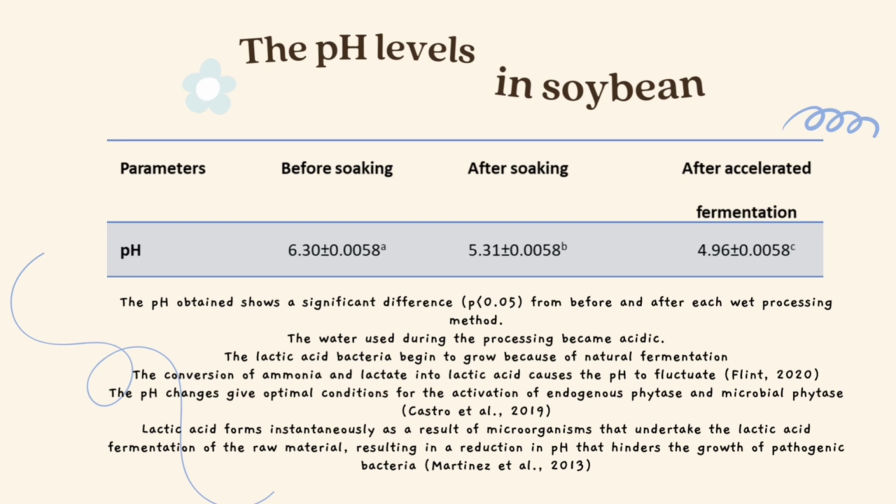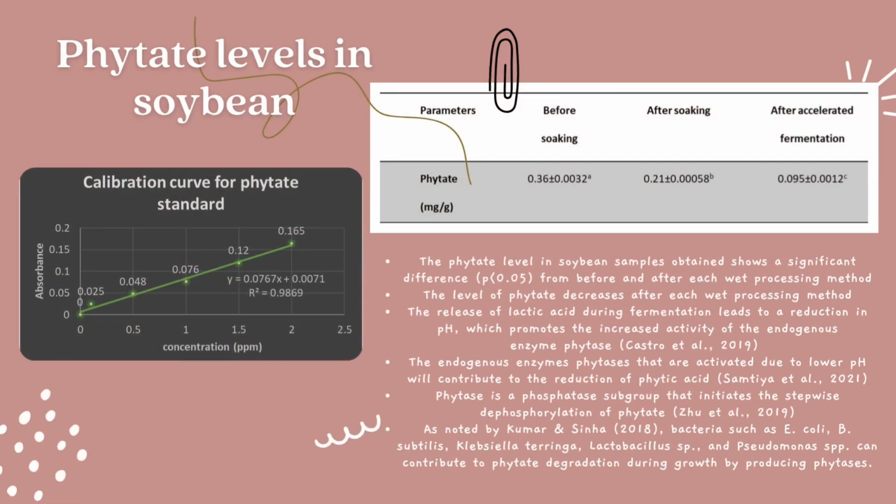So this lactic acid bacteria will undertake the lactic acid fermentation of the sample and will form lactic acid that will result in the reduction in pH. Hence why from after soaking it is 5.31 and after fermentation it is 4.96.